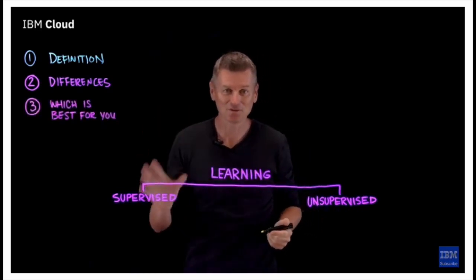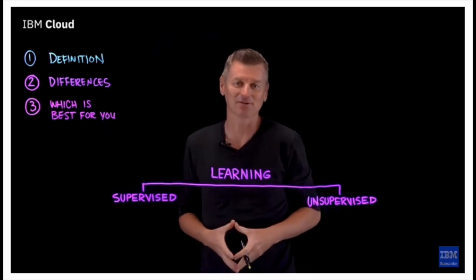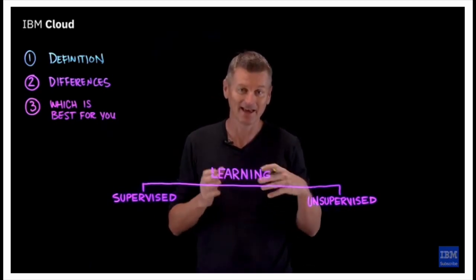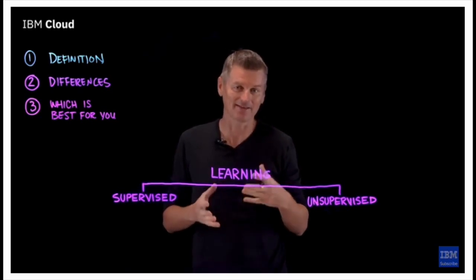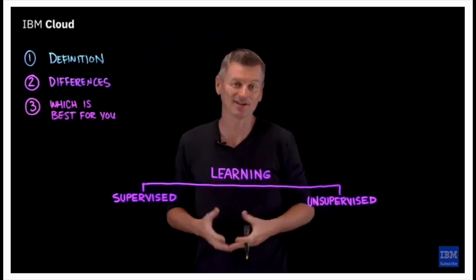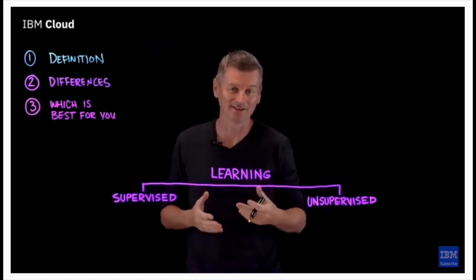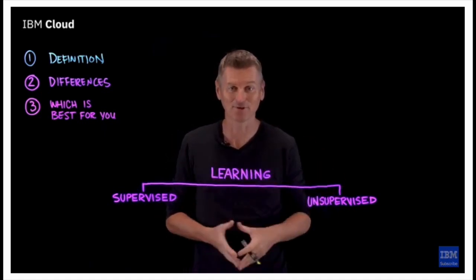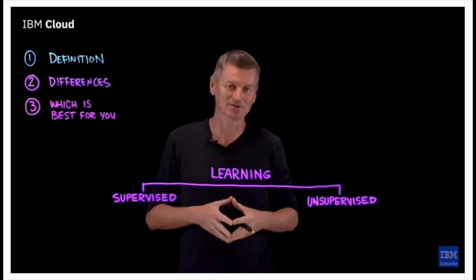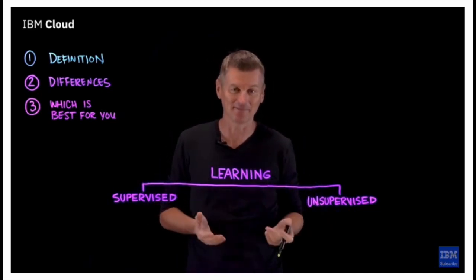Now, in supervised learning, the machine learning algorithm is trained on a labeled data set. This means that for each example in the training data set, the algorithm knows what the correct output is. And the algorithm uses this knowledge to try to generalize to new examples that it's never seen before. Using labeled inputs and outputs, the model can measure its accuracy and learn over time.